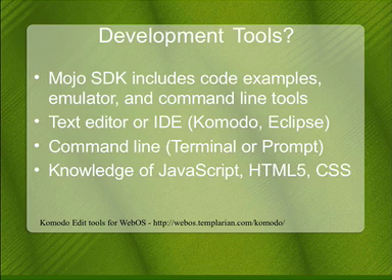In order to develop for the Mojo SDK, you will need a few freely available tools and a little bit of knowledge. The first tool that you'll need is the Mojo SDK itself, which includes code examples, an emulator, and command line tools. The next thing you will need is either a text editor or an IDE, such as Komodo or Eclipse. And you'll also need a command line, which comes with every major operating system. And lastly, you will need a knowledge of JavaScript, HTML5, and cascading style sheets.